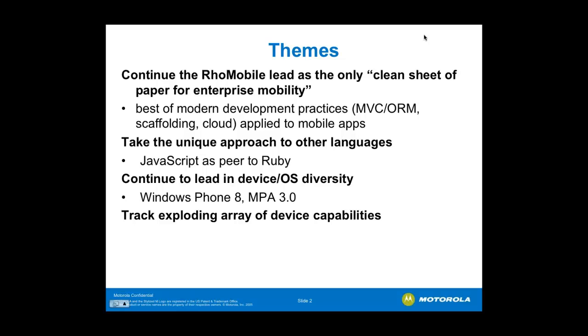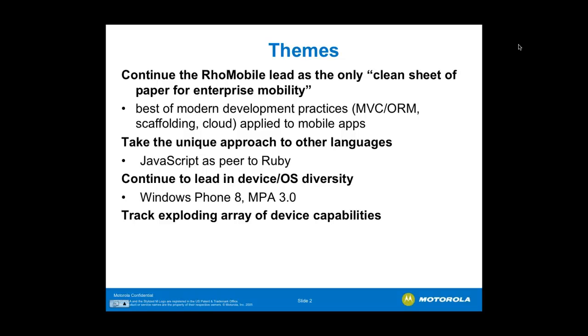The themes of the release: we want to continue to lead, and our overall theme is the only clean sheet of paper for enterprise mobility. What that really means is taking the best of modern development practices, model view controller, ORM, scaffolding, cloud, applied to mobile apps. Most enterprise mobility platforms are using much older techniques.